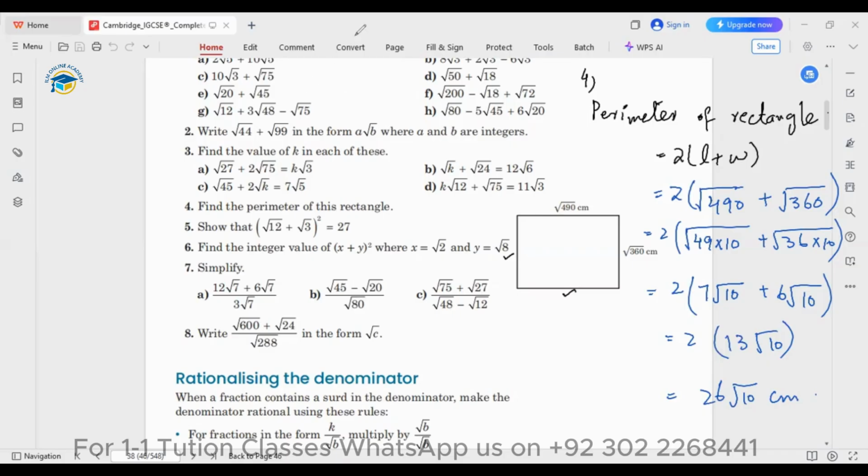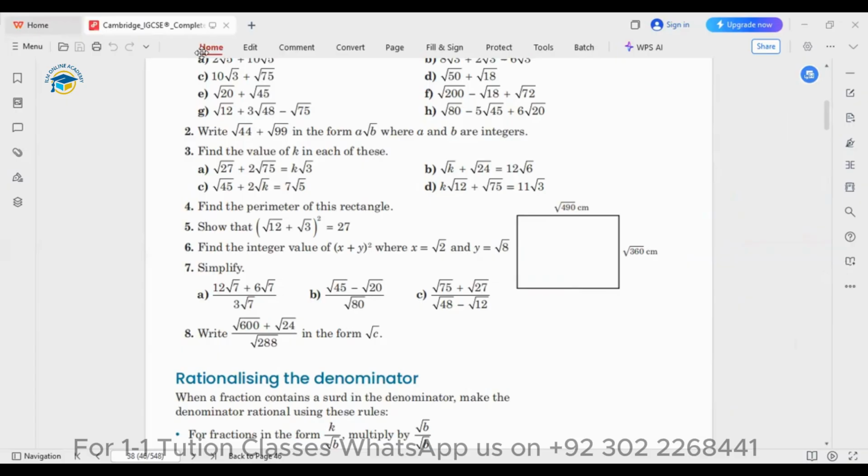Now moving towards part number 5. In part number 5, they're saying that you need to show that this side is equal to 27. We have been given (√12 + √3)² = 27. For the solution, you can first take your left-hand side and prove that it equals the right-hand side.